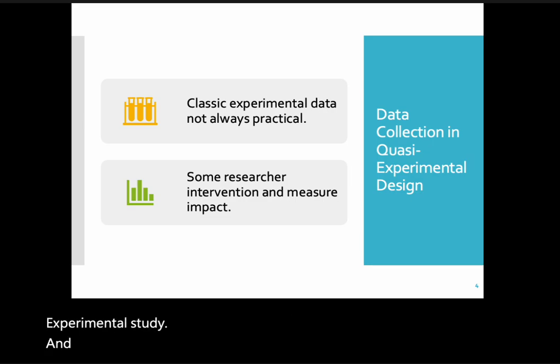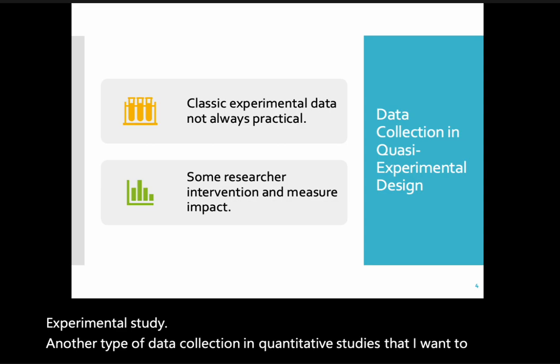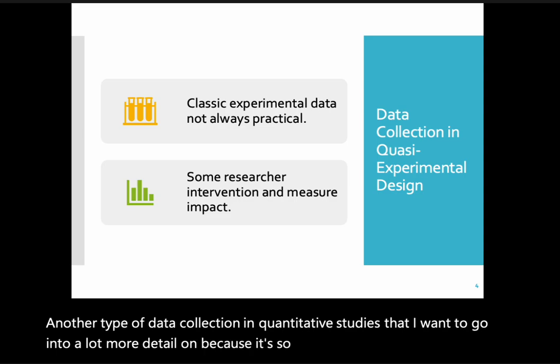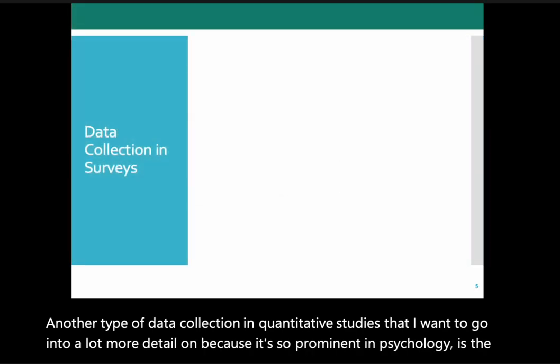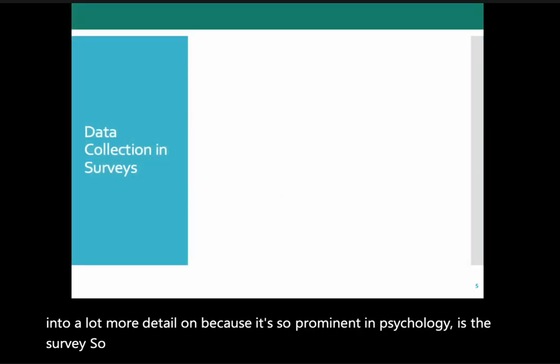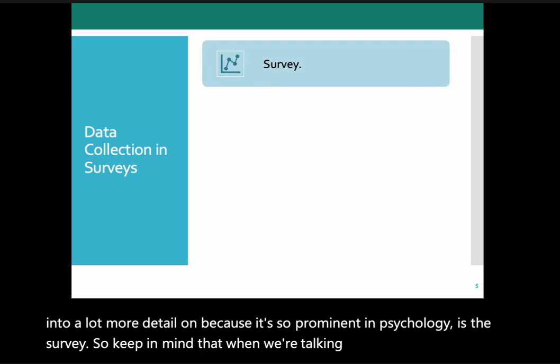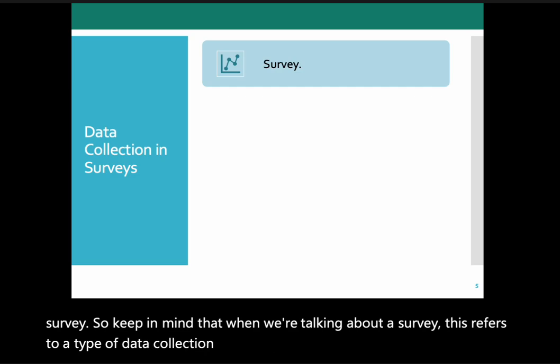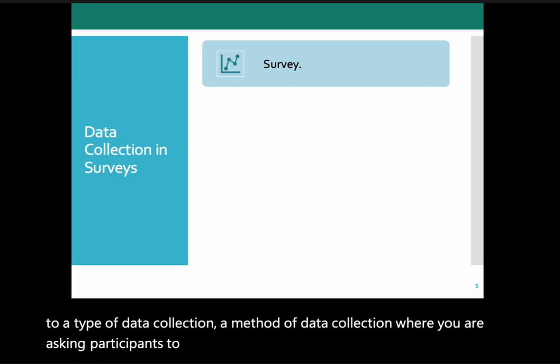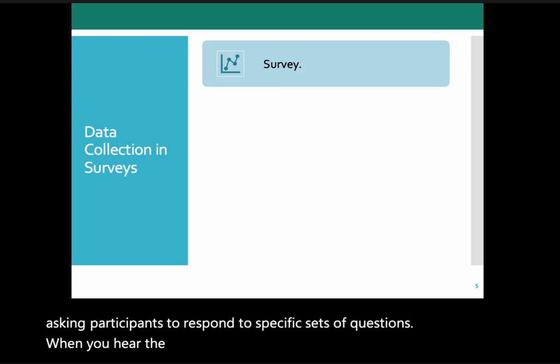Another type of data collection in quantitative studies that I want to go into a lot more detail on, because it's so prominent in psychology, is the survey. Keep in mind that when we're talking about a survey, this refers to a method of data collection where you are asking participants to respond to specific sets of questions. When you hear the term survey, it refers to that data collection piece.